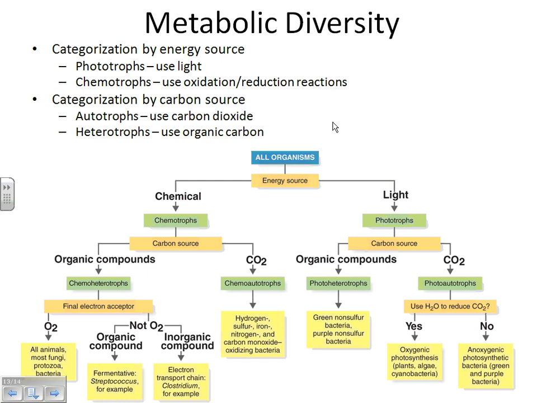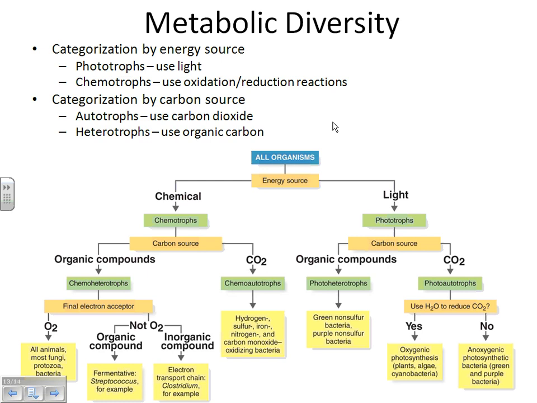Hetero means what? What does that word mean? It means other. Okay? Hetero meaning other. If you're a heterotroph, you're getting your food from something else. You're not making your own food. By definition, heterotrophs use organic carbon. Organic just means it's composed of carbon, hydrogen, and oxygen. That would be sugars, fats, the things you eat make you a heterotroph.